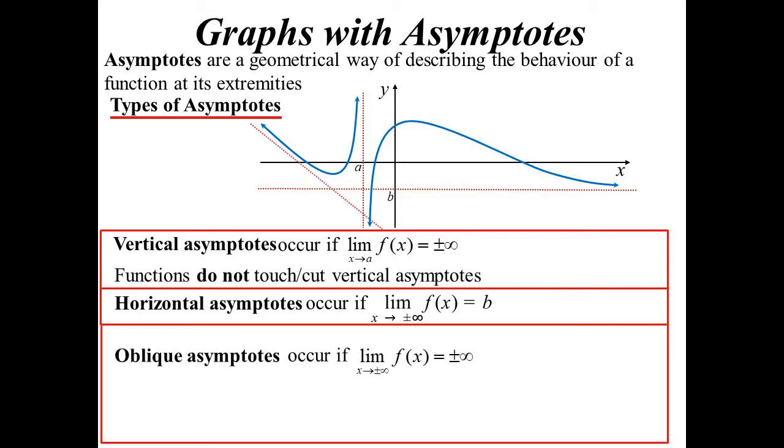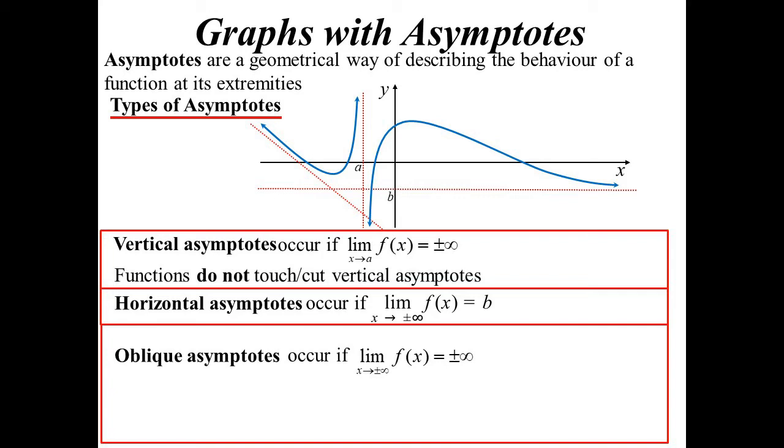The third type is an oblique asymptote. An oblique just means at an angle. This one is when x approaches plus or minus infinity, so does the function. So the first one, the function approaches plus or minus infinity, so that's vertical. Horizontal, the x values approach plus or minus infinity, and then the oblique ones, they both approach plus or minus infinity. In this one, we've got that on the left-hand side, and we can see the curve is approaching that asymptote.